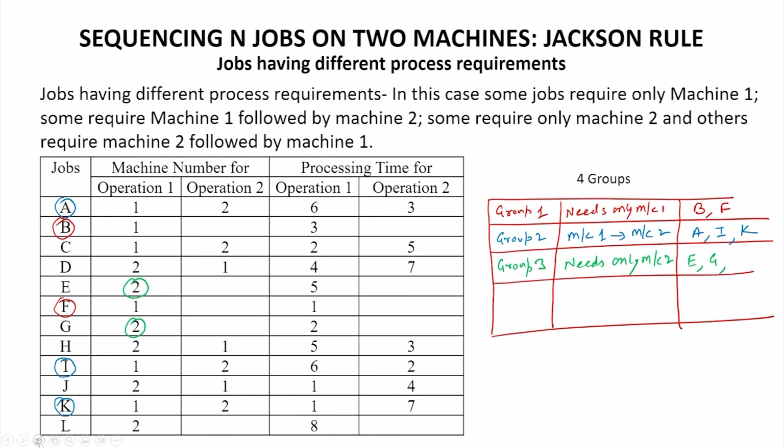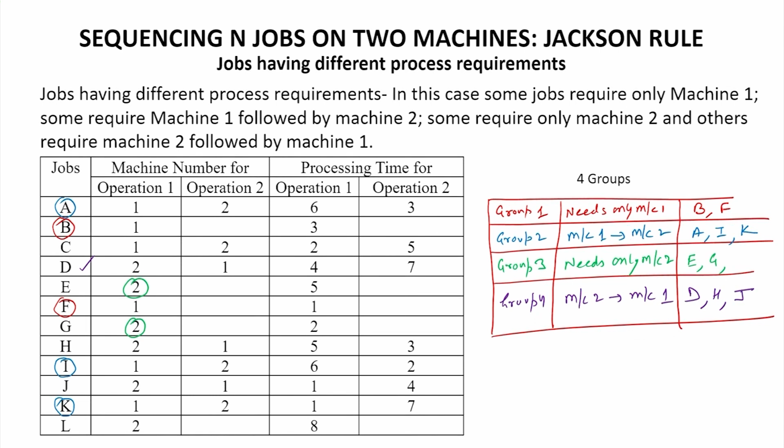Let us take the 4th group, group 4, where first machine 2 and then machine 1. So, which are the jobs? Job D is one which requires 2, then 1. Then job H is there which requires first machine 2 and then 1. Then there is J which requires this.